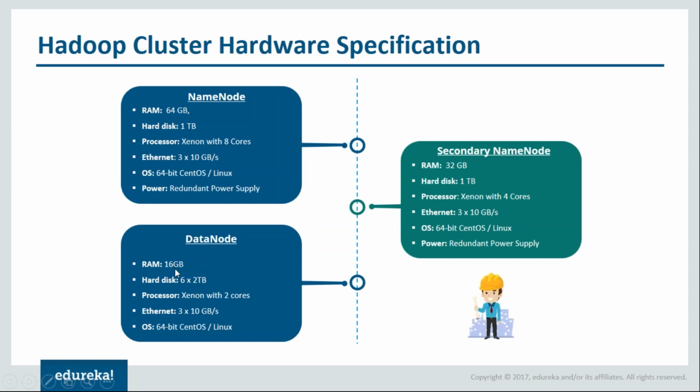And for the data node, you need 16 GBs of RAM. Hard disk should be 6 into 2 terabytes because this is where you'll be storing all your data, so it needs to have a lot of memory. The processor should be Xeon with 2 cores, Ethernet 3 by 10 Gbps, and OS should be again 64-bit CentOS or Linux. And for the secondary name node, your RAM should be 32 GBs, your hard disk should be 1 terabyte, processor Xeon with 4 cores, Ethernet 3 by 10 GB per second, OS should be 64-bit CentOS Linux, and power again should be a redundant power supply.